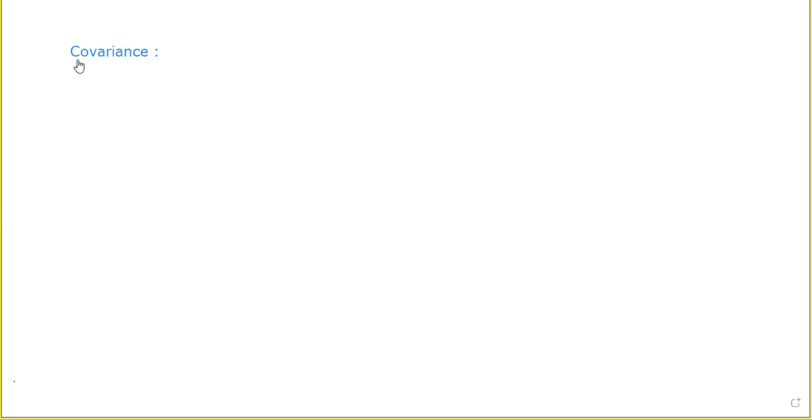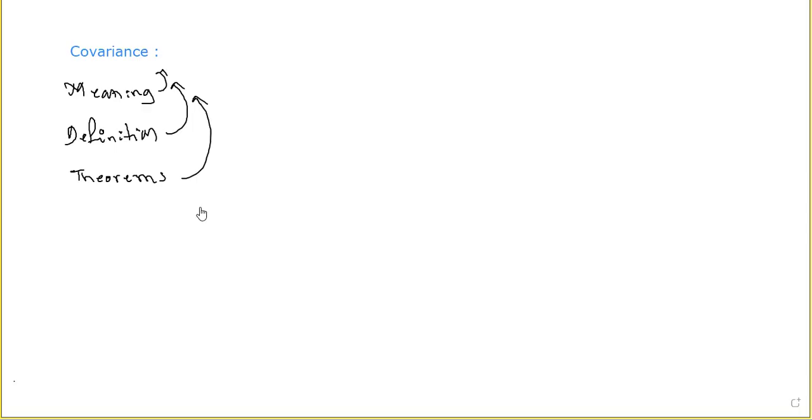Okay, first we start with this covariance concept. We need to start with what is the meaning of covariance. After that, we go for a definition of covariance. Then we have some important theorems regarding the covariance concept. Then at the end, we'll go for examples on this covariance concept, right?